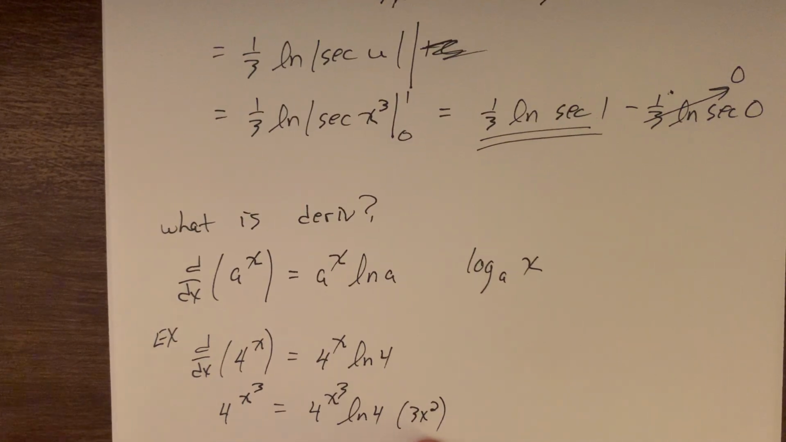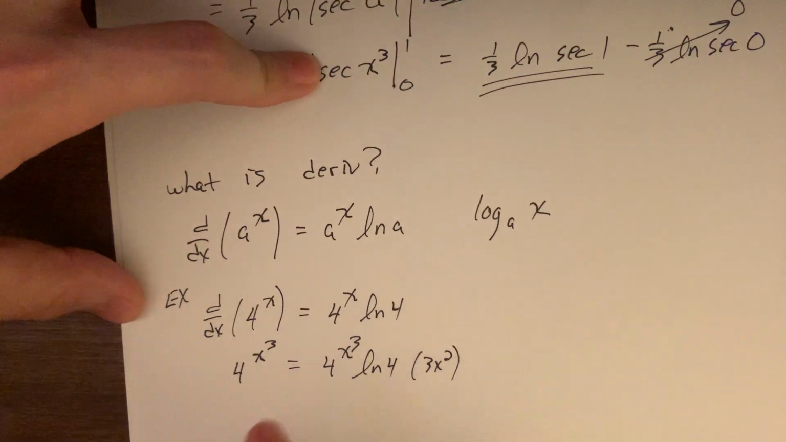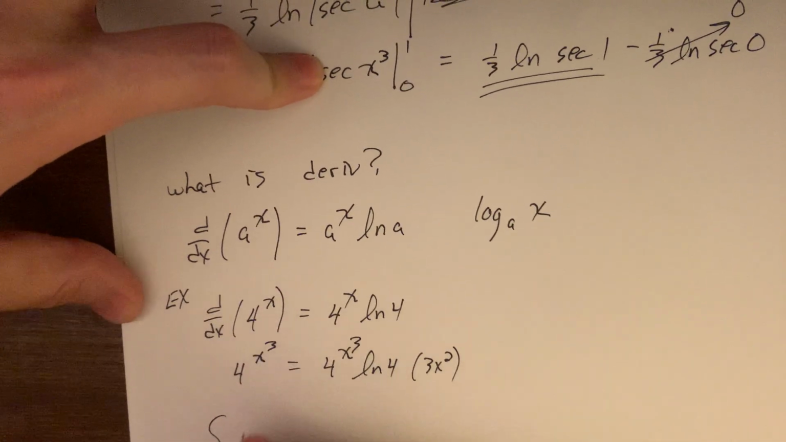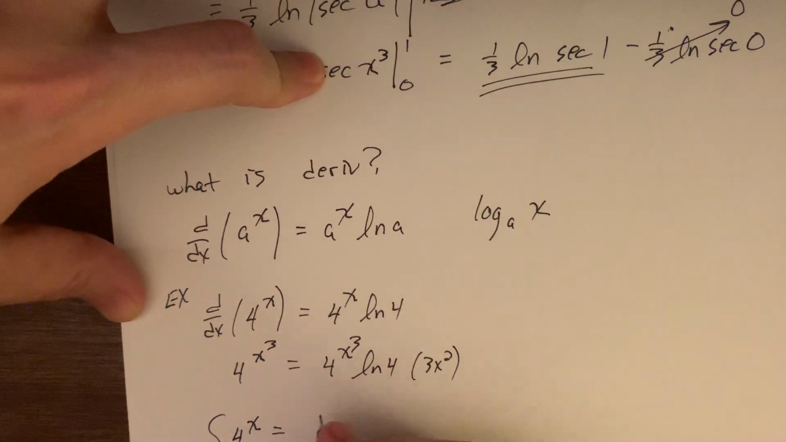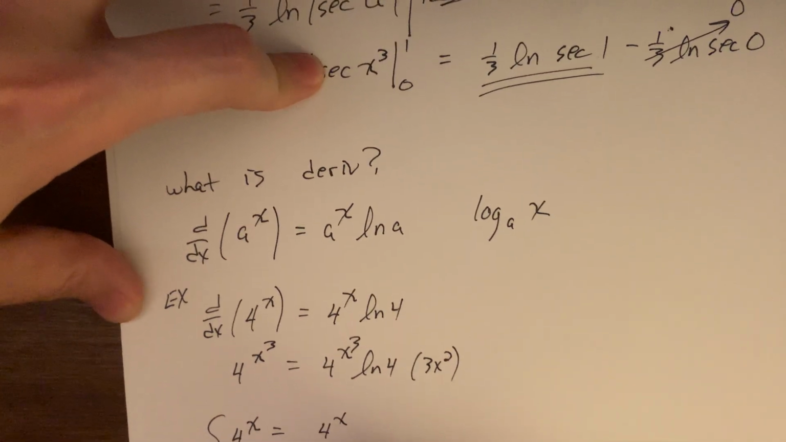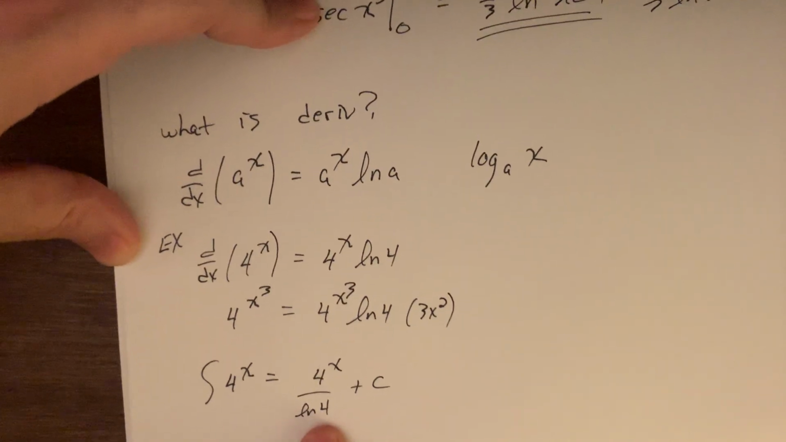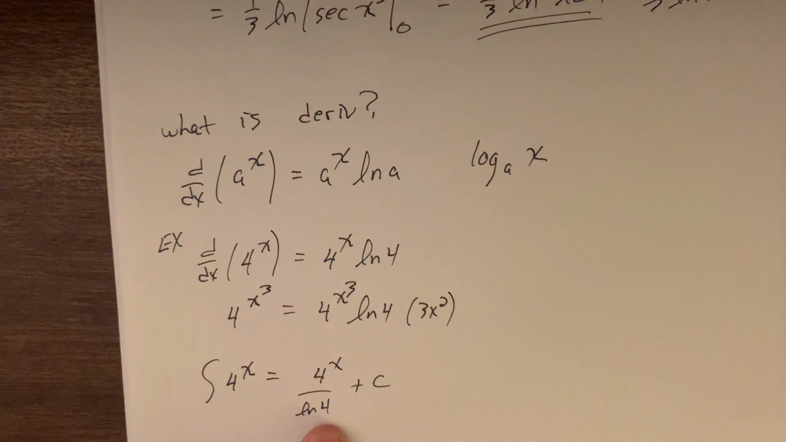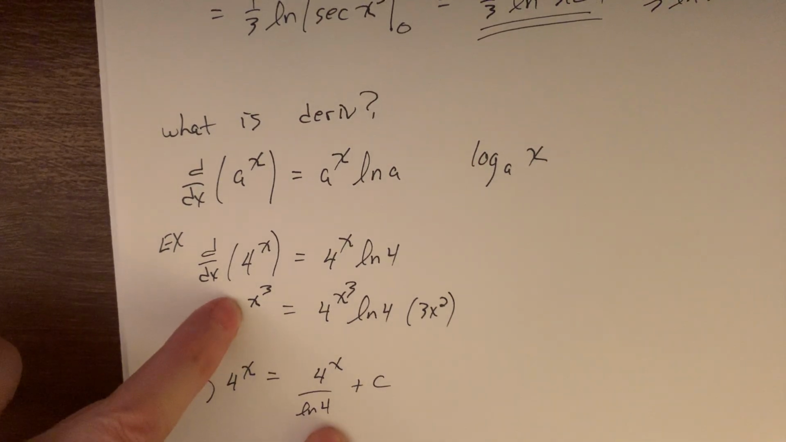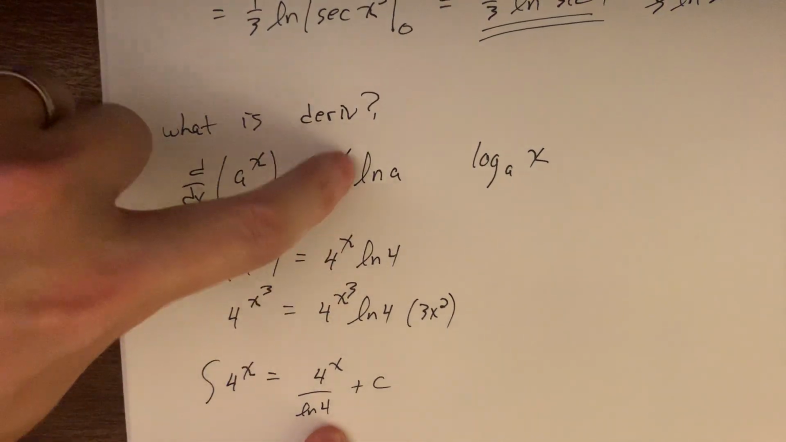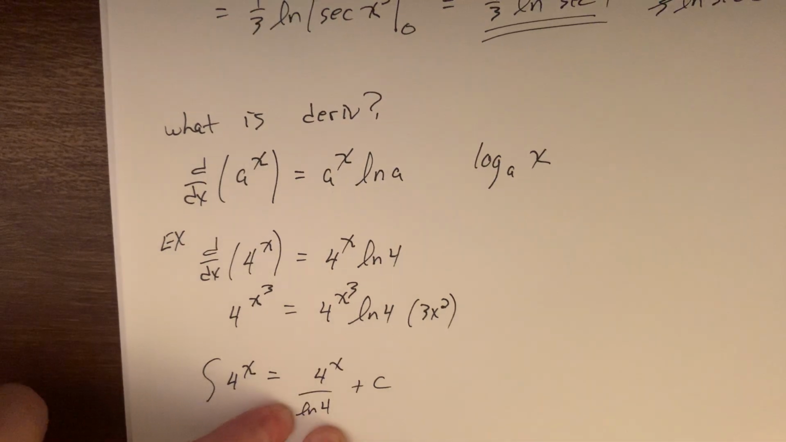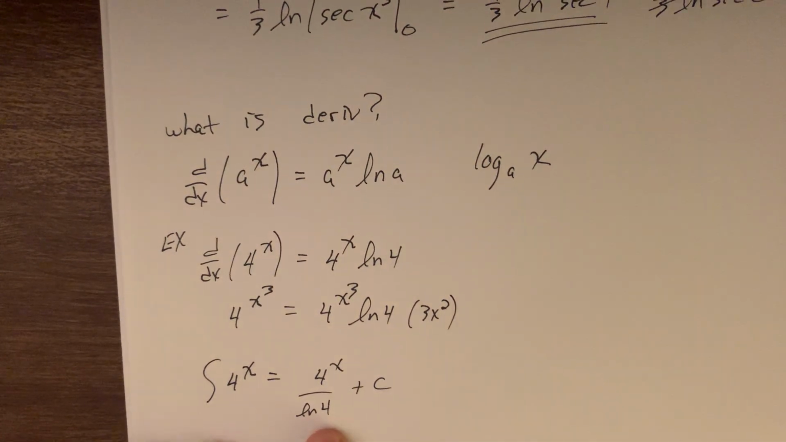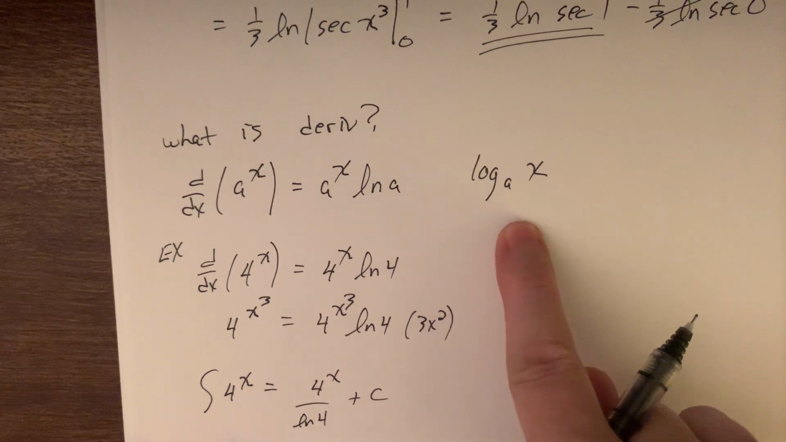For an antiderivative, if I wanted the integral of a to the x, well, if the derivative has an extra times log 4, the antiderivative would have a divided by natural log of 4. That's it. That's all there is to it. That's all I want to say. I just quickly pointed out chain rule here, but really just wanted to point out you get this extra times log a. Well, if you get a times log a in a derivative, the anti gets a divided by log a in it.